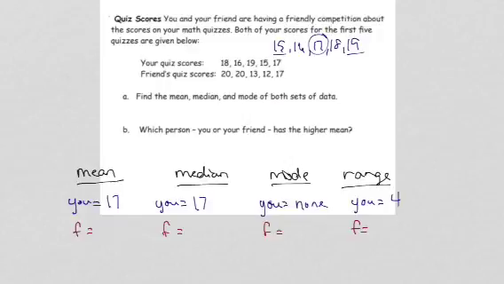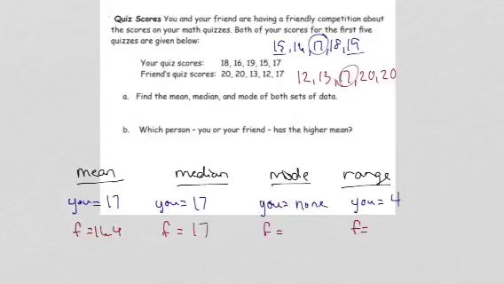Now let's take a look at your friend. First, we're going to find the mean. We just add those numbers up: 20, 20, 13, 12, and 17. It's funny that it starts with 20, 20. If we add those up, we get 82. Then we divide by 5, and we end up with 16.4. Now the median for your friend: we're going to have to put those numbers in order. So that's 12, 13, 17, and then 20 and 20. The middle number would also be 17, just like yours.